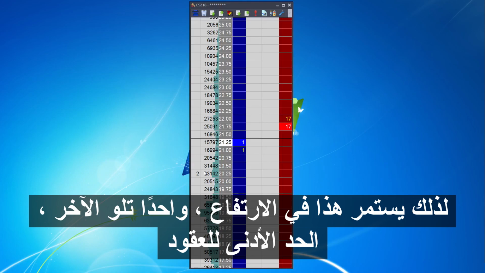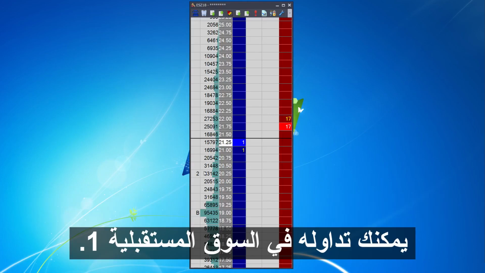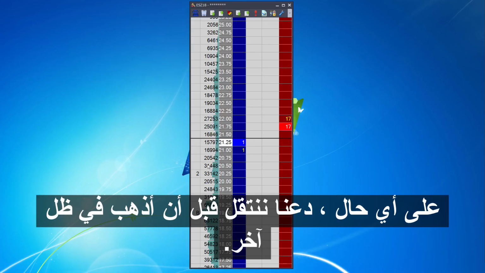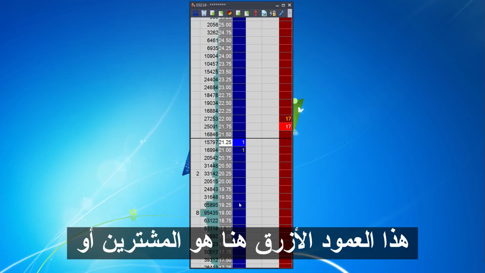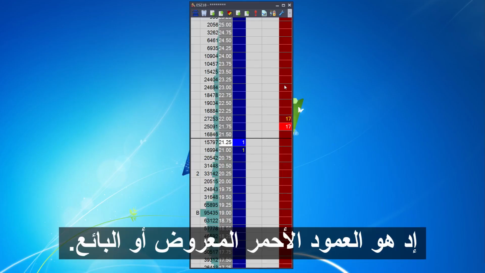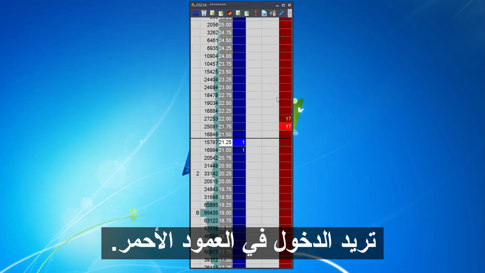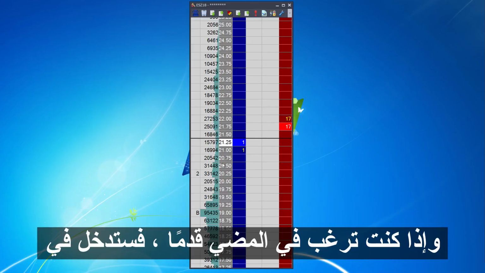The minimum contracts you can trade in the futures market is 1. So this is the minimum amount, and it's just a way to measure stuff. Anyways, let's move on. This blue column here is the buyers or the bids. The red column is offers or sellers. If you plan on going short, you're going to want to enter on the red column. And if you want to go long, you enter on the blue column.